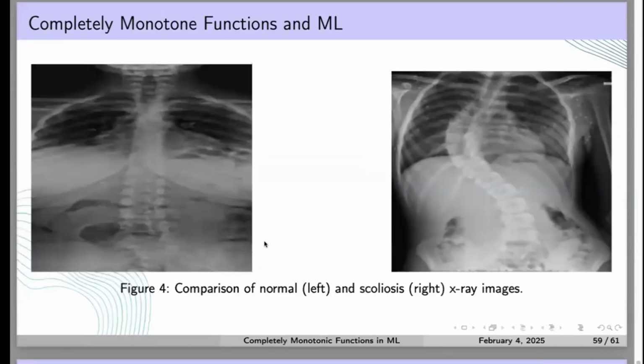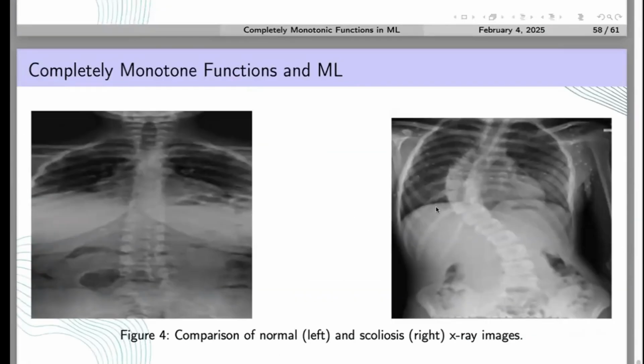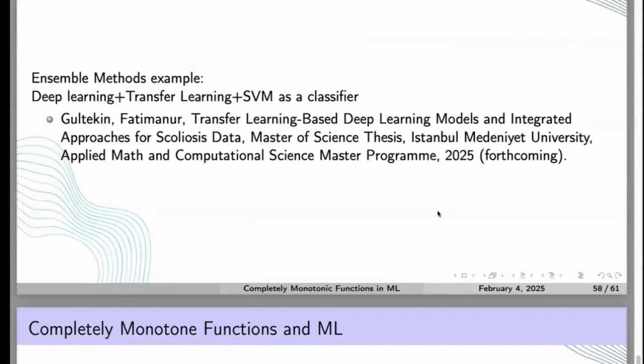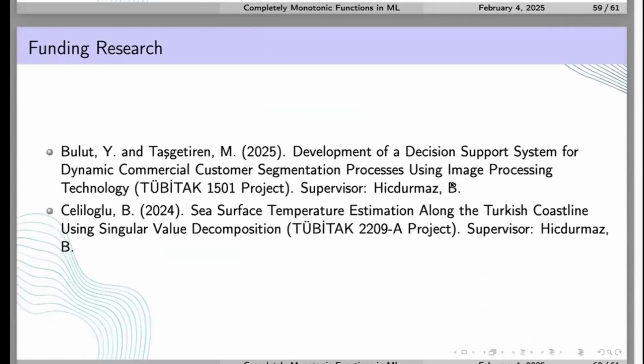Here we have a dataset which consists of normal or scoliosis X-ray images. And we are trying to classify the images, firstly using deep learning and transfer learning to get the feature vectors, and then giving these feature vectors as a matrix to the SVM for classification, like a small data set which consists of only numbers, not images anymore. So I'm looking forward to the results of this research.